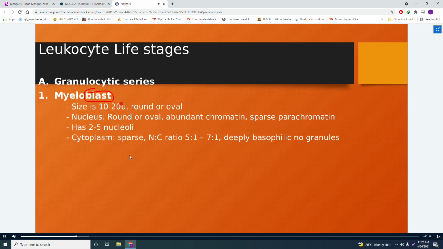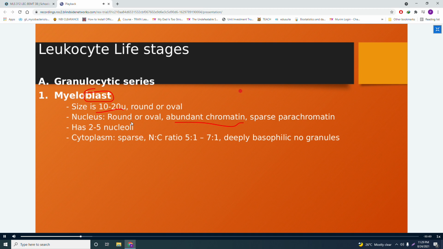Your myeloblast has a size of 10 to 20 micra. It is round or oval. Its nucleus is round or oval and has abundant chromatin and sparse chromatin. It also has 2 to 5 nucleoli.